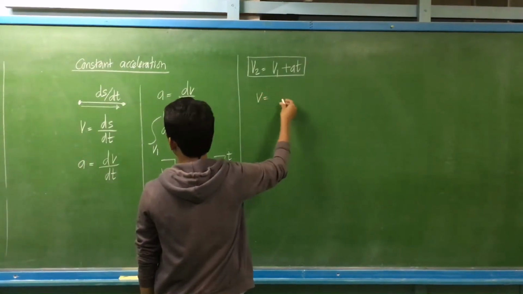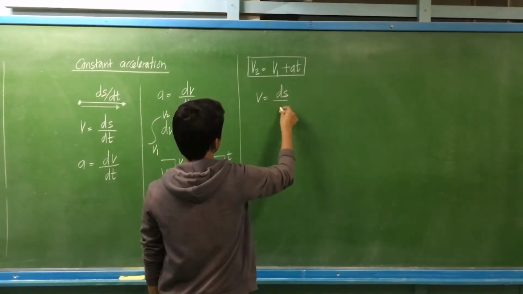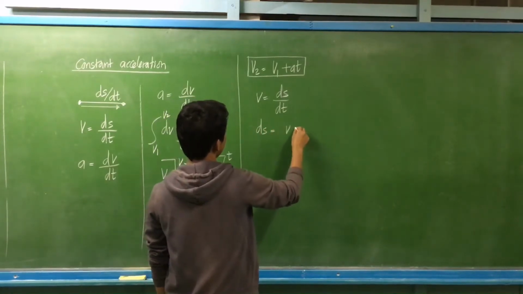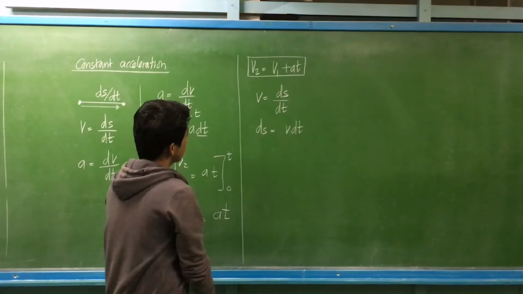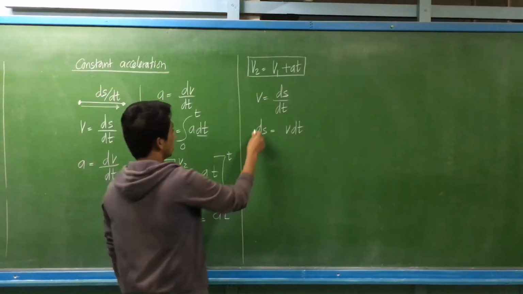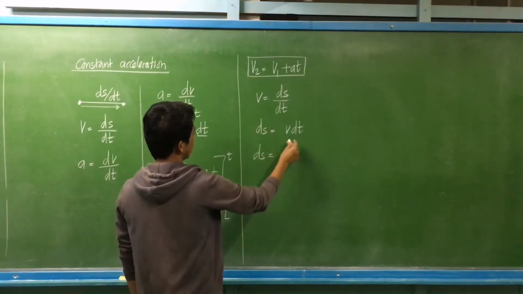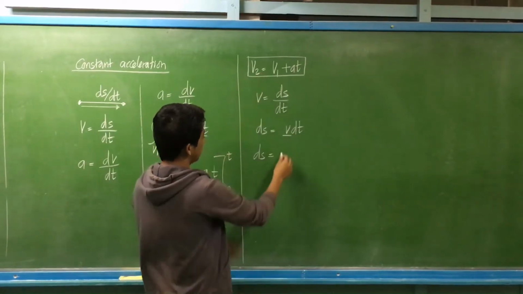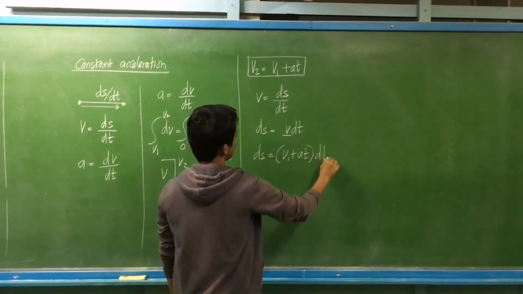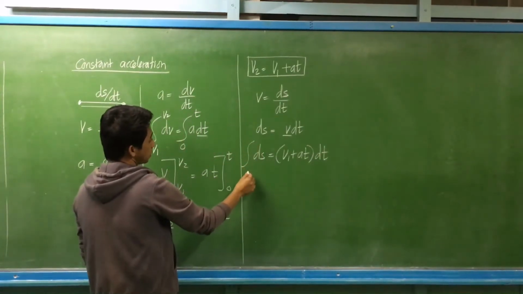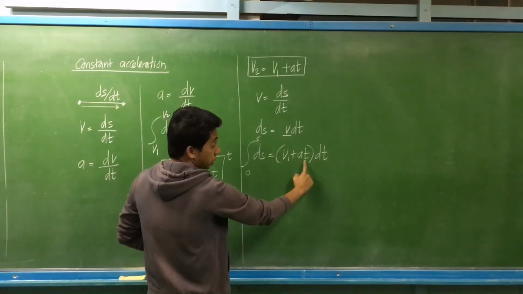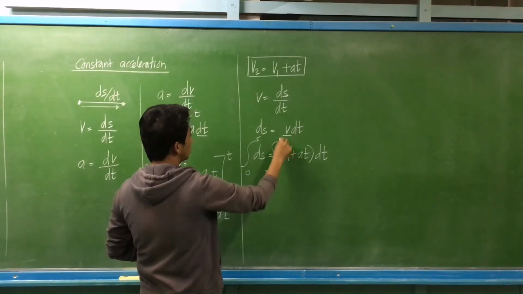How about this one? We have velocity is equal to differential distance over differential time. Differential distance is equal to velocity times differential time. Considering that this velocity is the final velocity, we have ds is equal to v1 plus the acceleration times time, multiplied by differential time. So we integrate: this is from 0 to s, a constant v1, constant acceleration, variable is time. Integrate from 0 to time.